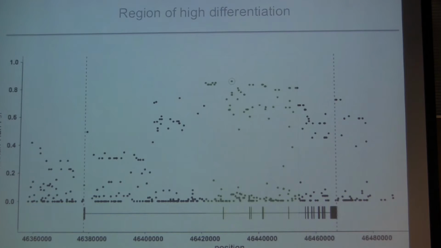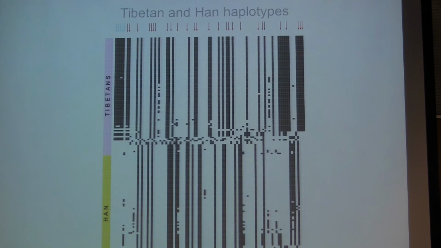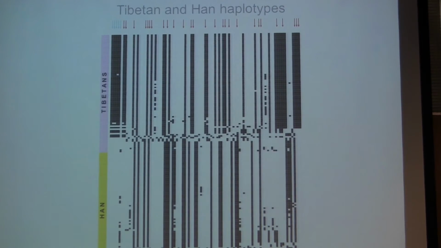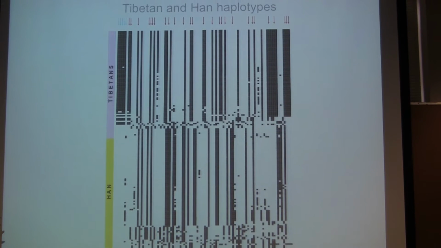Okay, so if you look at the haplotypes, though, this is what you get. And when we saw this figure, we sort of had an aha moment, like, oh, that's why we couldn't get it. But first, let me tell you what this figure says.